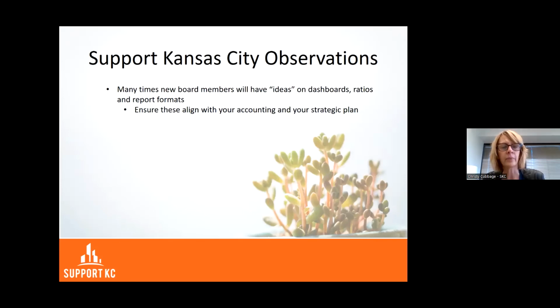But be sure these align with your accounting and your strategic plan, and that they are really necessary changes that really provide value, so that you have important, good, solid, transparent information, and it's not a lot of noise when you're looking at the reports.